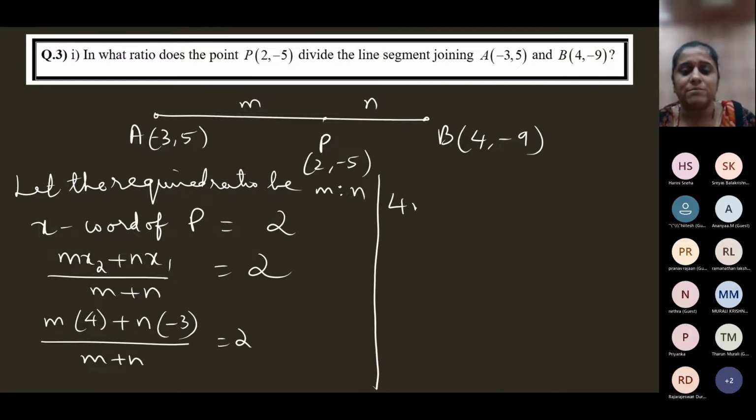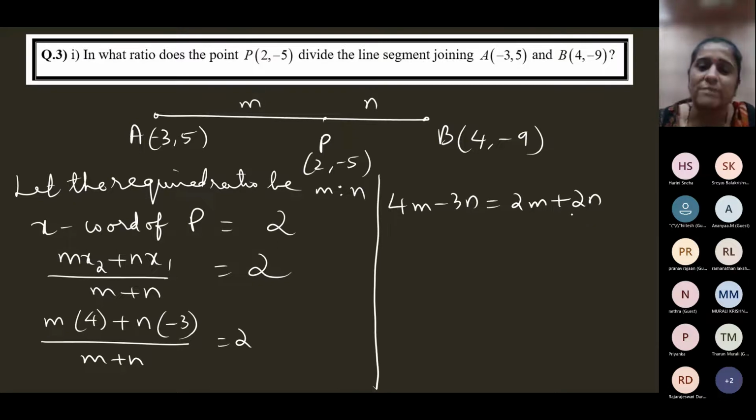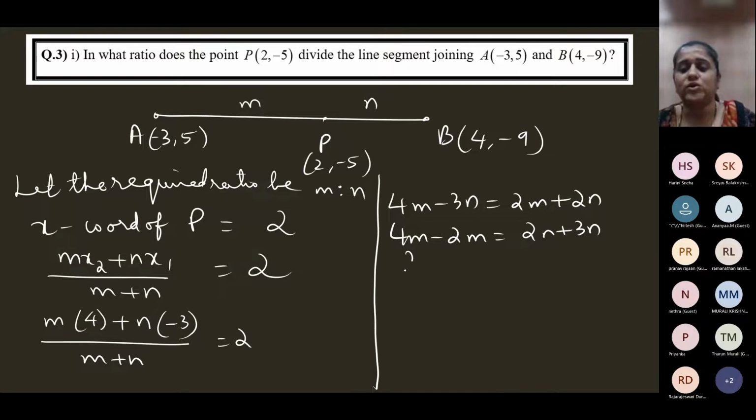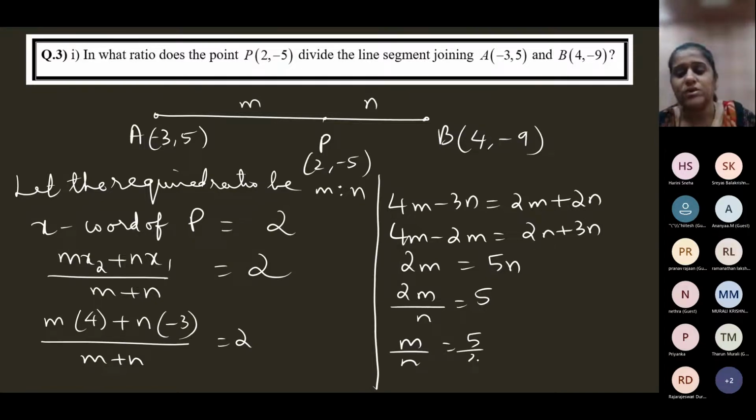So 4m minus 3n is equal to 2m plus 2n on cross multiplying. Now gather the m's on one side, n's on the other side. So 4m minus 2m is equal to 2n plus 3n. So you get 2m is equal to 5n. Now bring this n for division here. So you will get 2m by n is equal to 5. So m by n is equal to, take the 2 to the other side, 5 by 2. So the required ratio is 5:2.